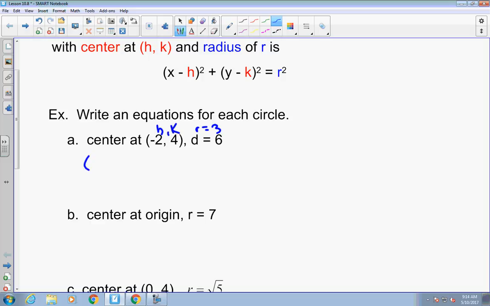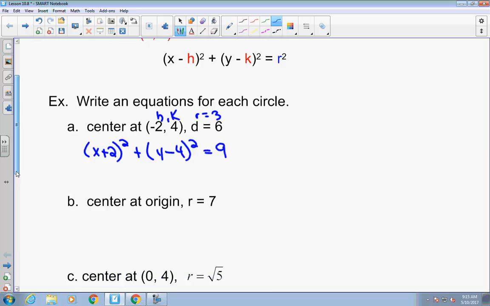Okay, so it's x minus my h. Now my h is negative, so it changes signs and becomes positive. So x plus 2 quantity squared plus y minus my k, which is 4, quantity squared equals my radius squared, which is what? 9. And that is the equation for my circle. x minus h, which is a negative 2, so it's becoming plus 2, quantity squared, plus y minus k, which is 4, squared, equals the radius squared, which is 9.